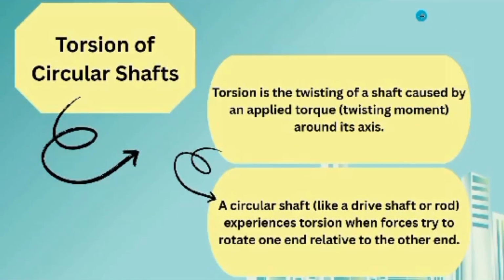So, torsion of circular shafts. Torsion is the twisting of a shaft caused by an applied torque (twisting moment) around its axis. A circular shaft, like a drive shaft or rod, experiences torsion when forces try to rotate one end relative to the other end. Torsion of circular shafts assumes shafts are circular, homogeneous, and deform elastically within the proportional limit.